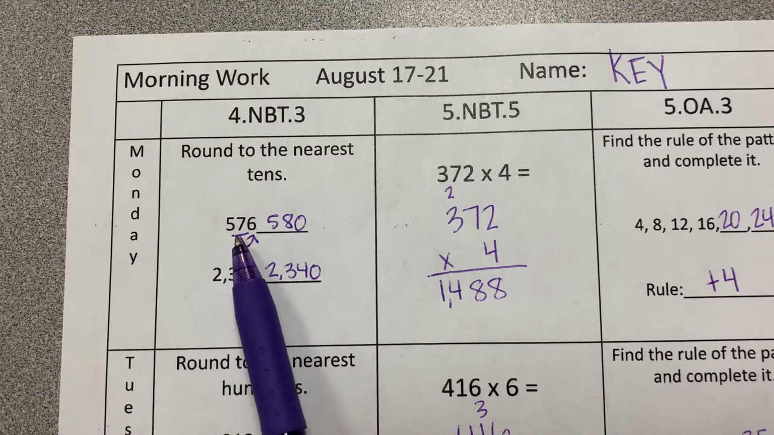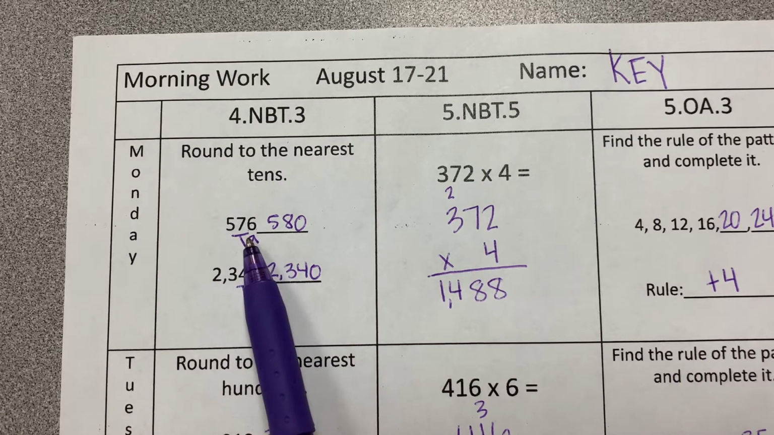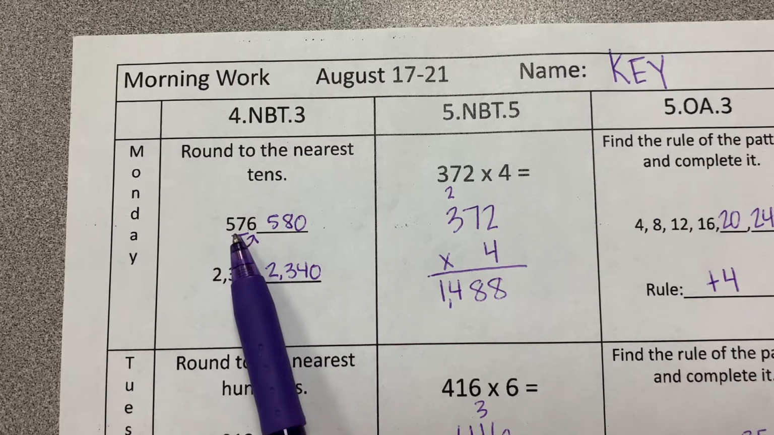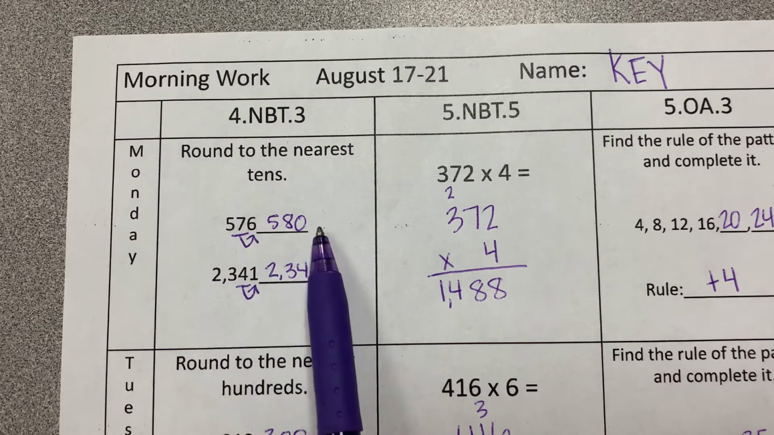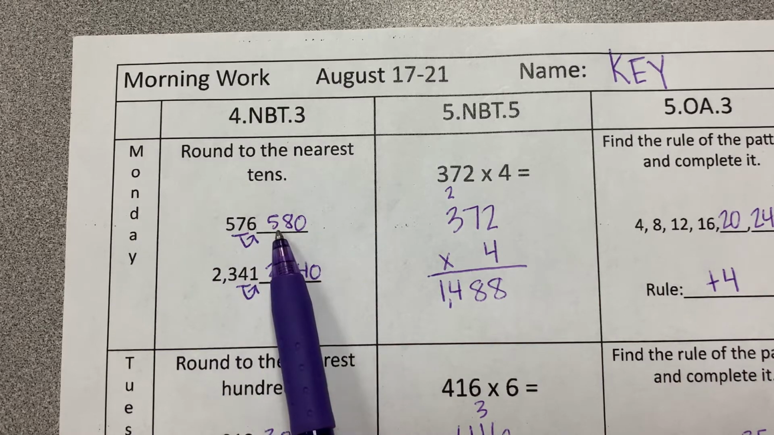So we're going to underline the 7 and look at the 6. The 6 is a strong number, so it's going to make that 7 turn into an 8. The 6 becomes a 0, and the 5 stays the same.